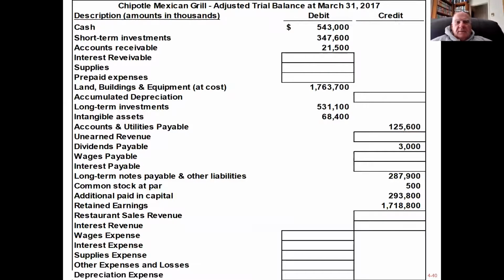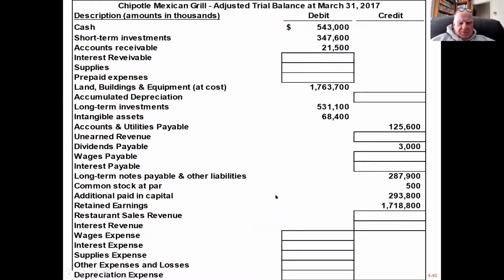Okay. Here's that same trial balance. This time, though, we have hints. We have grids set up now, these rectangles. And what they're apparently telling us is we're going to need adjusting journal entries to affect these accounts.